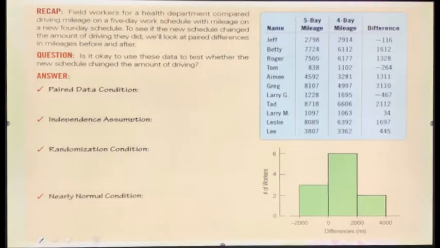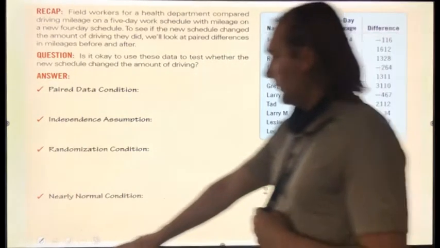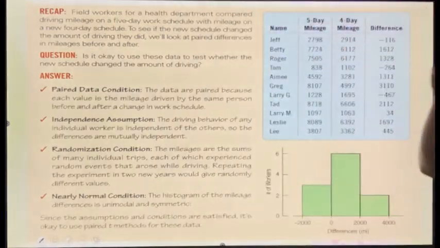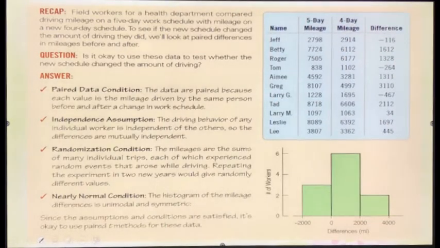For example, field workers for a health department compared driving mileage on a 5-day work schedule with mileage on a new 4-day schedule to see if the new schedule changed the amount of driving they did. We'll look at the paired differences in mileages before and after. Is it okay to use the data to test whether the new schedule changed the amount of driving? So, the paired data condition. The data are paired because each value is the mileage driven by the same person before and after the change.